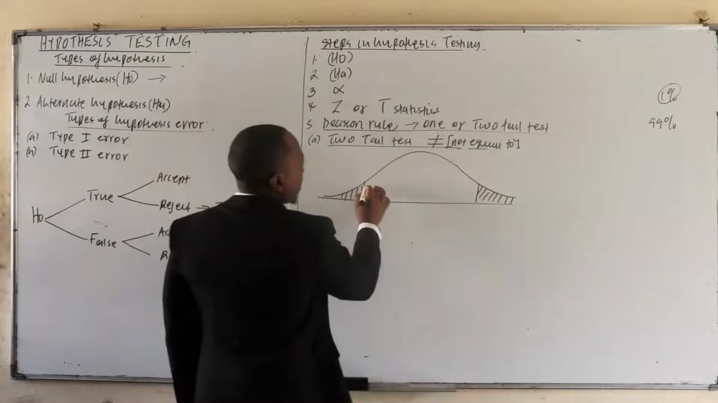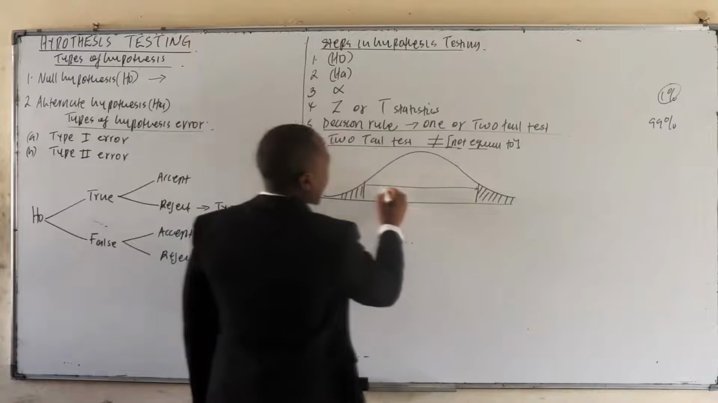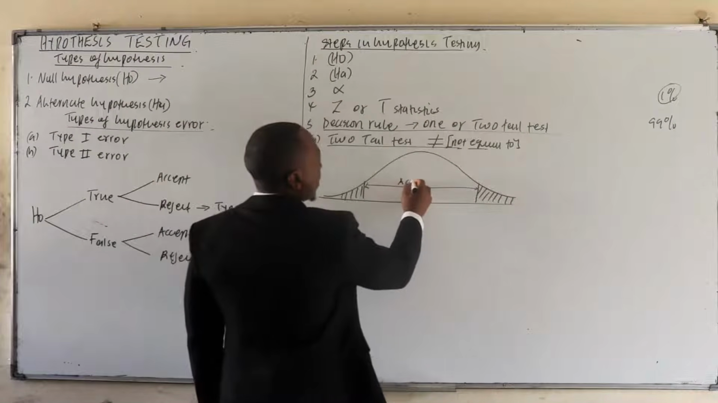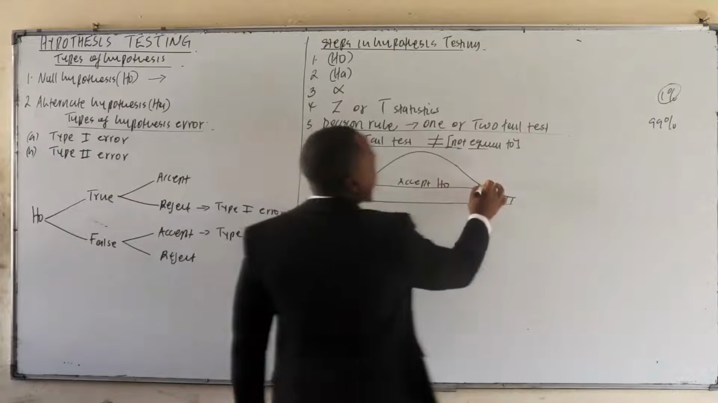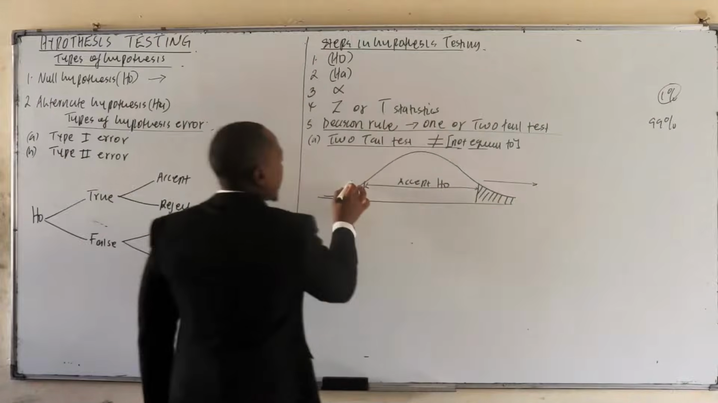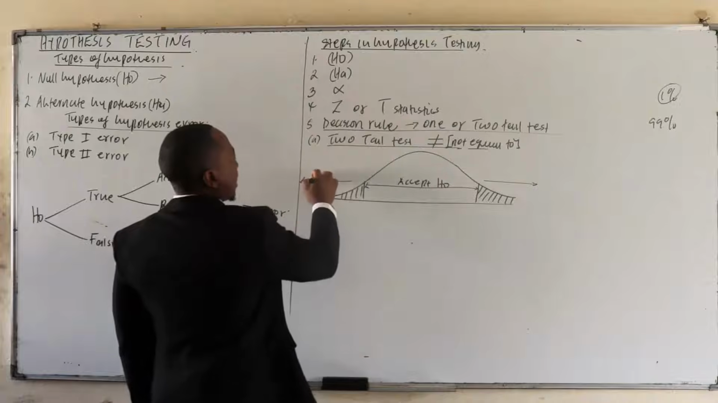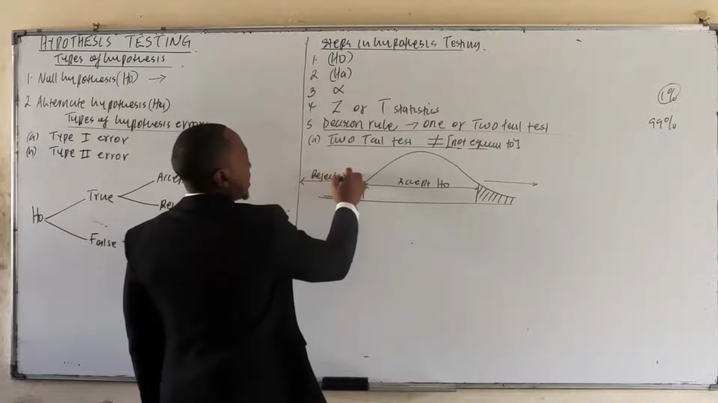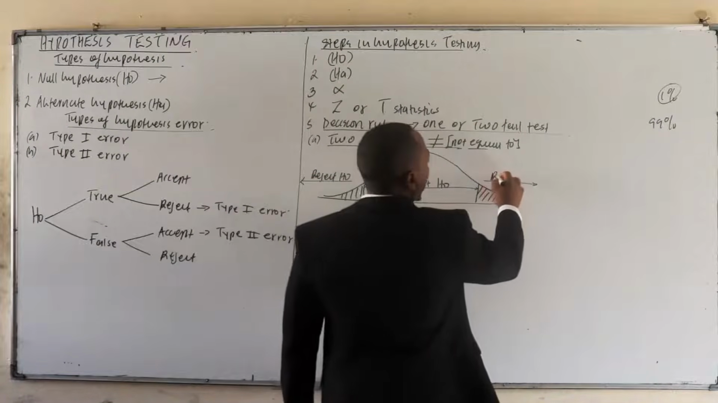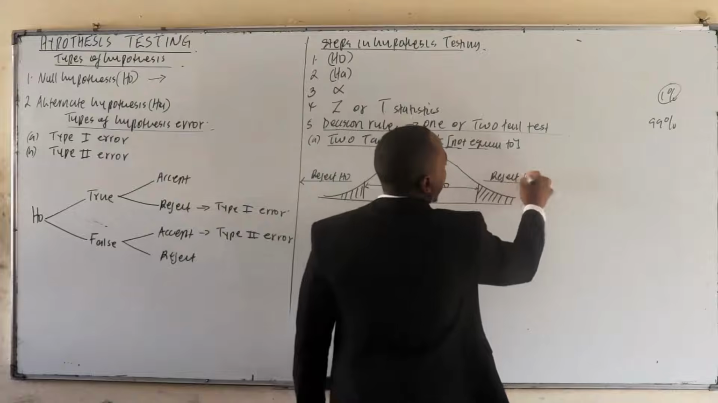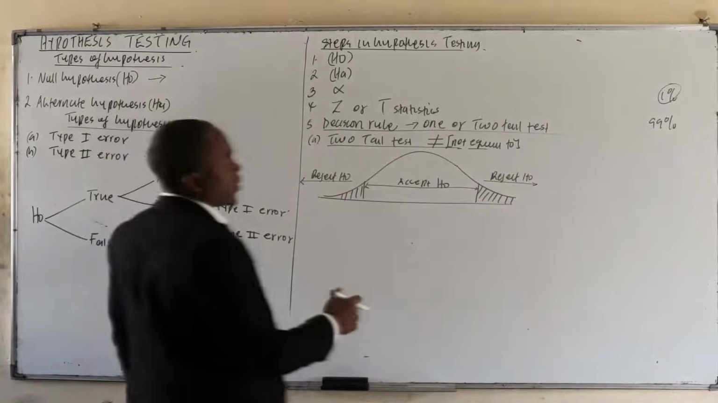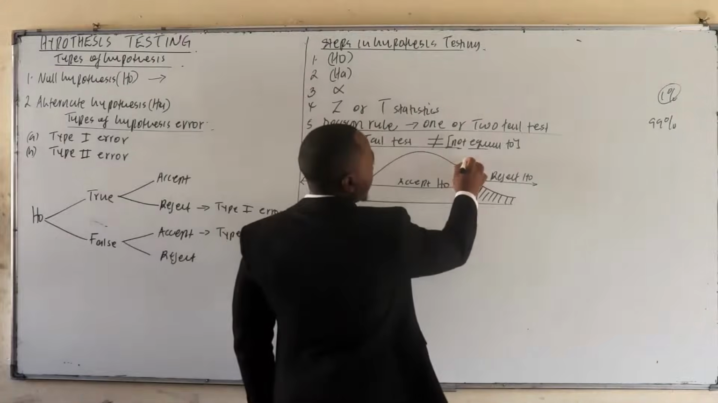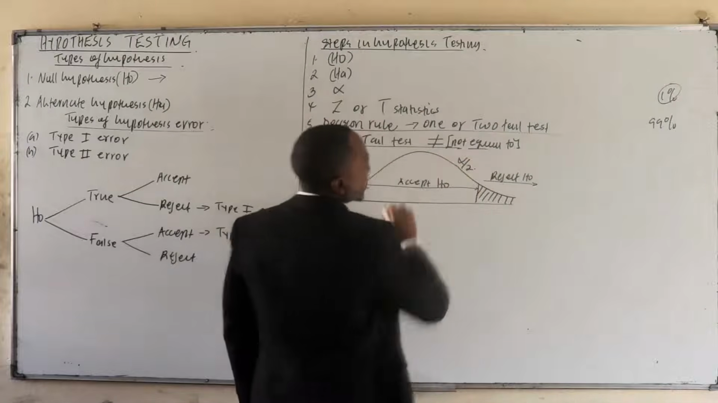If your claim lies in between, in the unshaded region, that means you accept the null hypothesis. If it lies on the shaded area, you reject the null hypothesis. Also here you reject the null hypothesis. In this case, how do we get the alpha? The significance level will be alpha divided by 2.